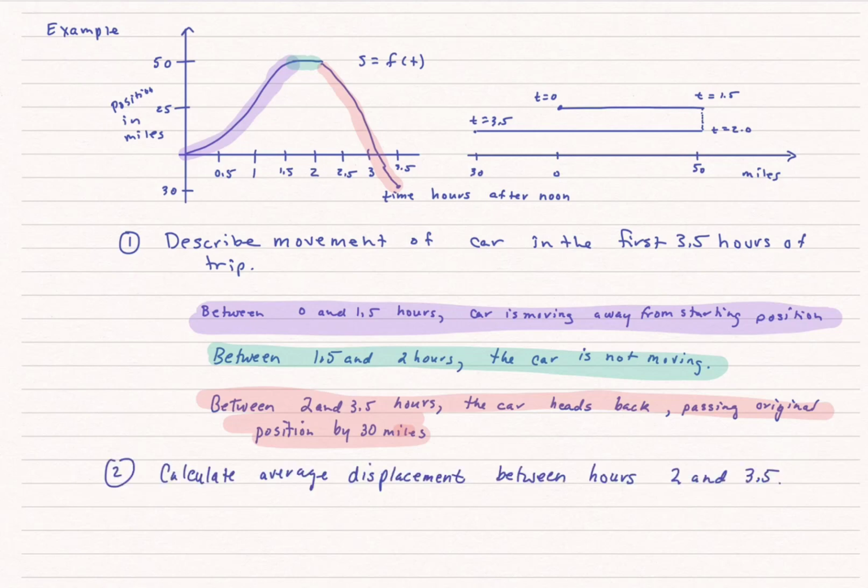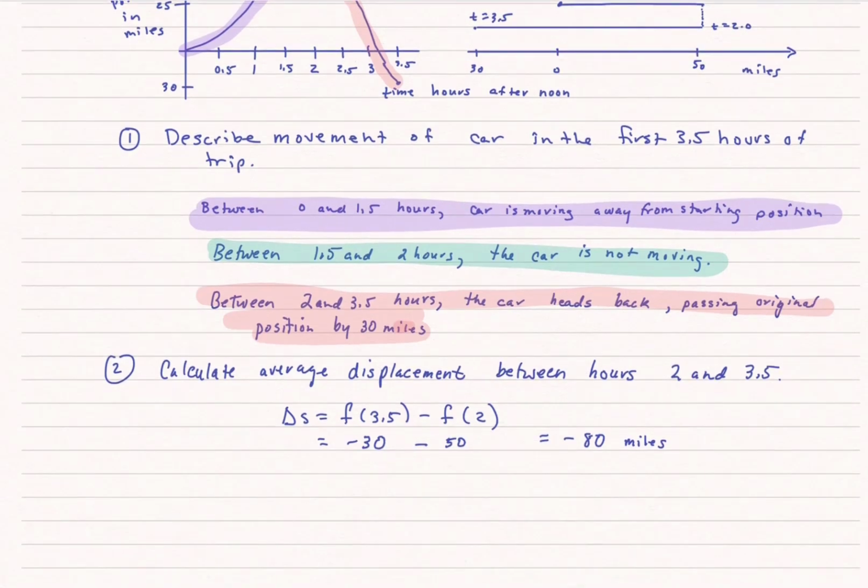I could also ask a question such as, calculate the displacement between hours 2 and 3.5. That displacement, that delta s, would be just equal to f of 3.5 minus f of 2. This would be negative 30, because again I'm going in the direction past the starting point, negative 30 minus 50, or negative 80 miles.